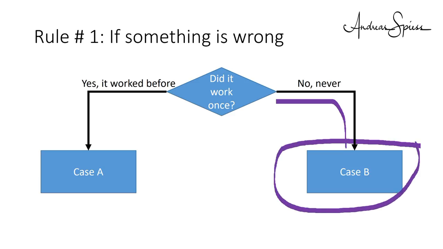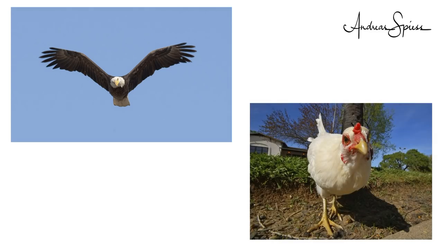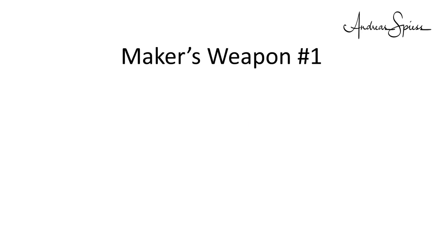Of course, we always enter case B if we want to build something new, because case B is for inventors or makers, not for repairmen. I remember an old saying of the Swiss air pilots, when the company still existed. Fly with the eagles or scratch with the chickens. But they knew that flying high also meant falling deep, as we makers who do not want to buy all stuff in shops. What are the weapons for inventors?